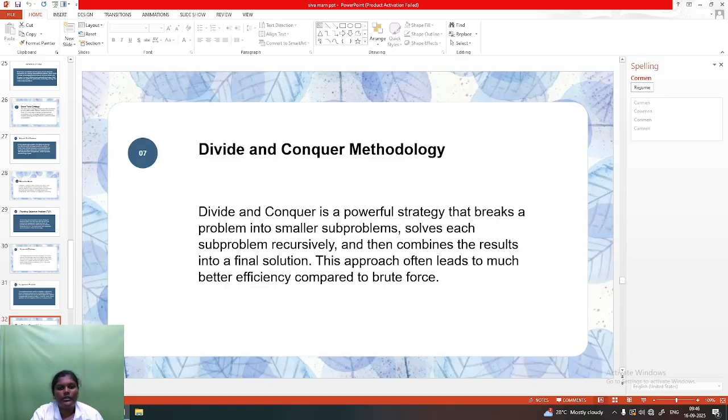And the divide and conquer methodology. Divide and conquer is a powerful strategy that breaks a problem into smaller similar subproblems, solves each subproblem recursively, and then combines the results into the final solution. This approach often leads to much better efficiency compared to brute force.